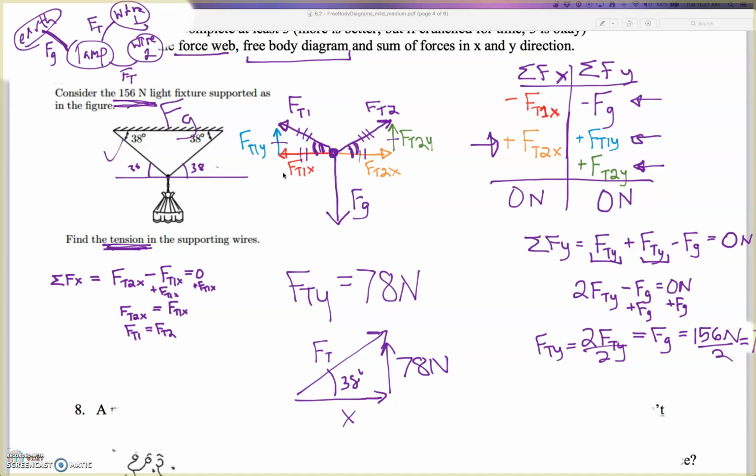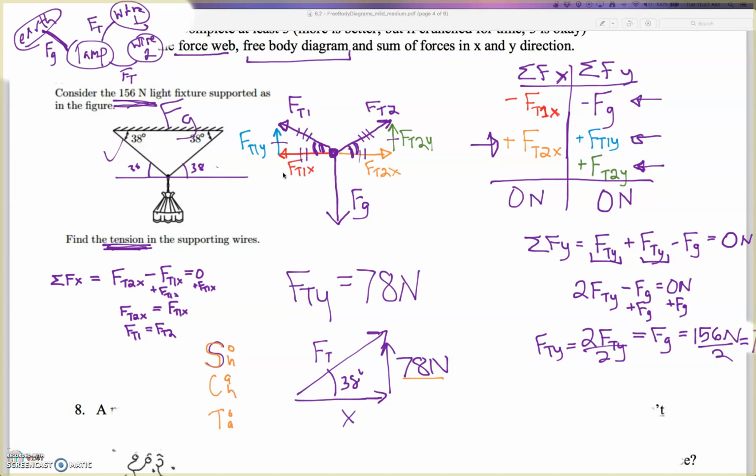So I'm going to use my old friend, SOHCAHTOA, to do so. So let's grab a new color just to make it a little easier to track. SOHCAHTOA.